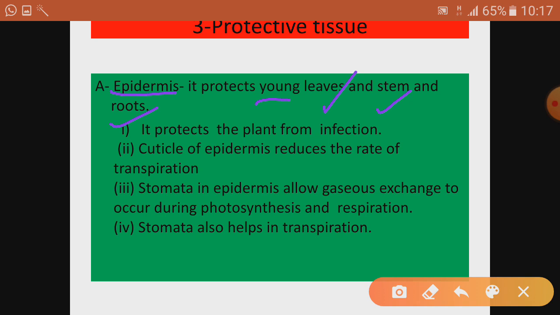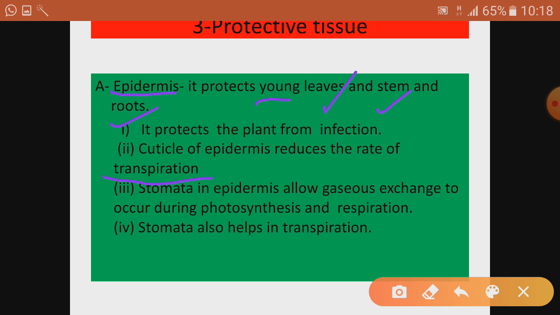The cuticle of the epidermis, the outer cuticle, reduces the rate of transpiration. What is transpiration? Loss of water in the form of water vapor from stomata. It means epidermis has stomata at places for gaseous exchange, but at the same time it has a cuticle to reduce the rate of transpiration.